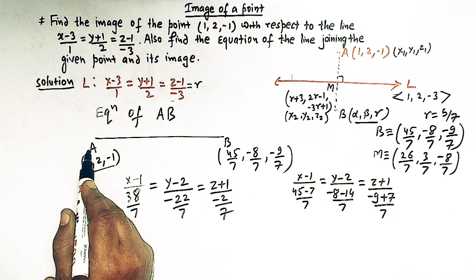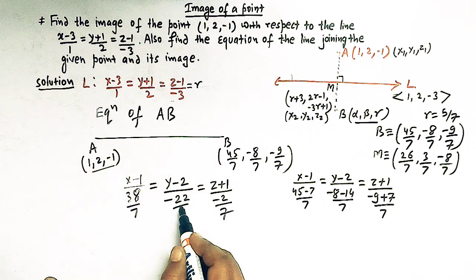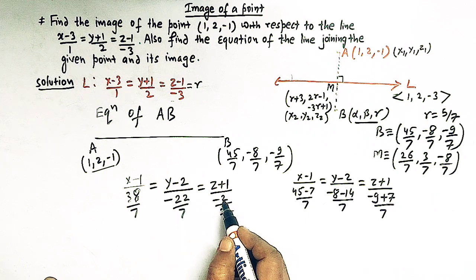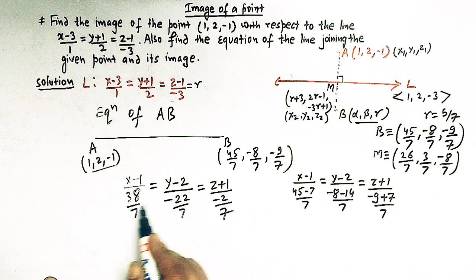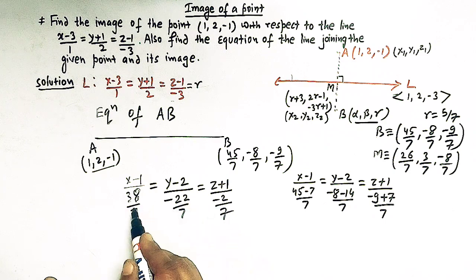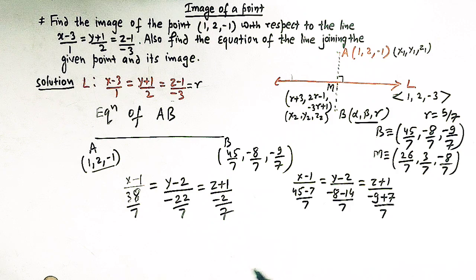So the direction ratios of the line AB are 38 over 7, minus 22 over 7, and minus 2 over 7. And now we can write these three numbers in lowest form. That is, we know that if two vectors or two lines are parallel, then their direction ratios are either equal or proportional, right?